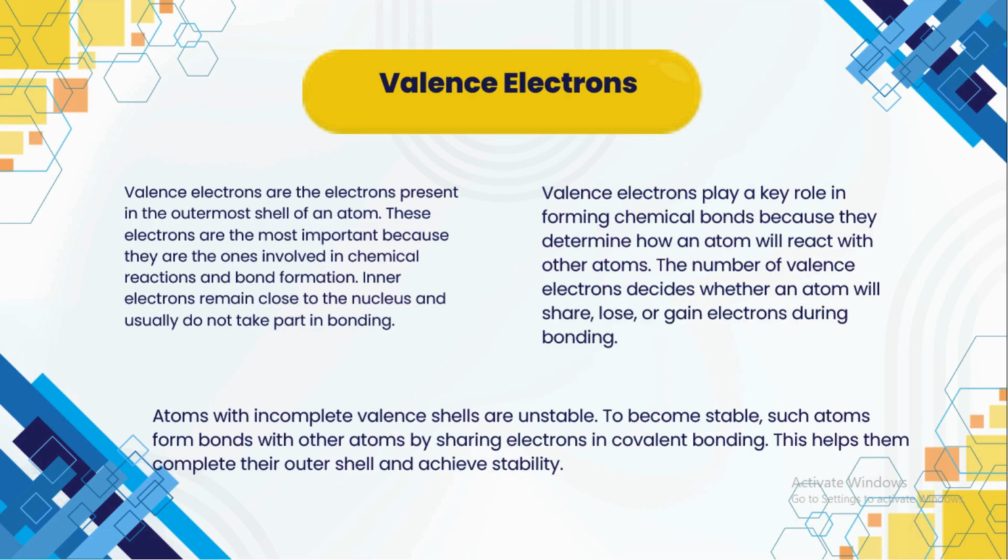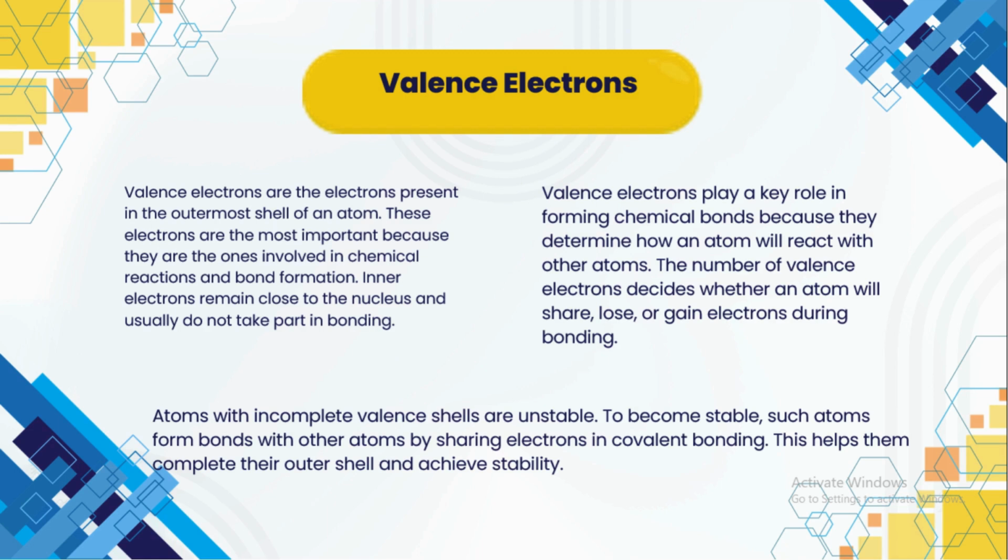So, what is the valence electron? The valence electrons are the electrons present in the outermost shell of an atom. These electrons are the most important because they are the ones involved in chemical reactions and bond formation. The inner electrons remain close to the nucleus and usually do not take part in the bonding.